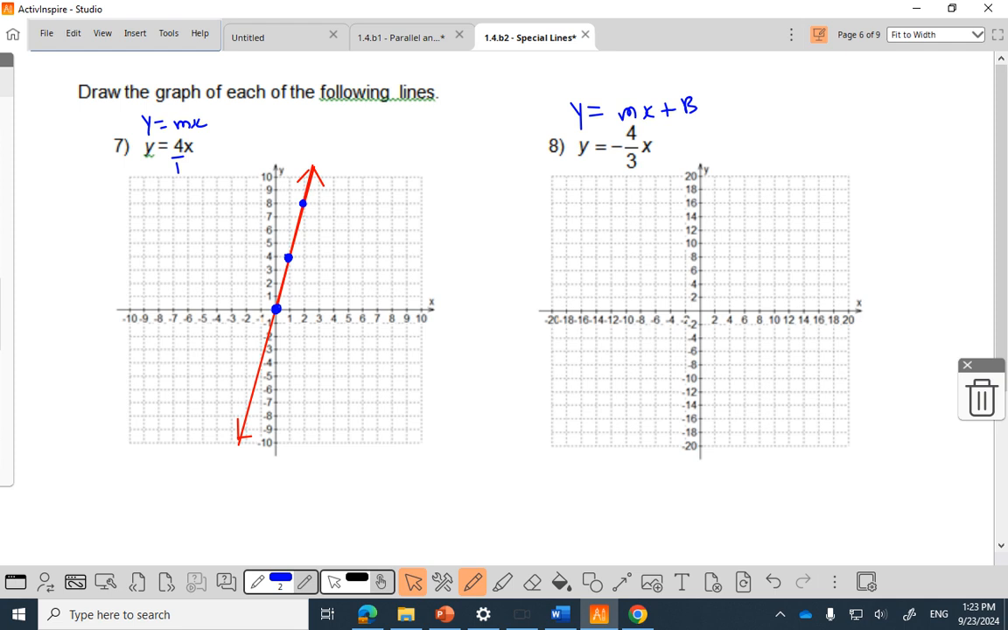Zero. So that's a 0. And then all I got to do is the slope, which is negative 4/3. Watch the scale on this one, though. Look at the scales by 2s. I don't like that. Maybe you don't like it. You're like, I wouldn't do that.